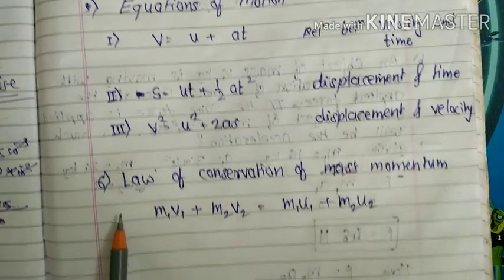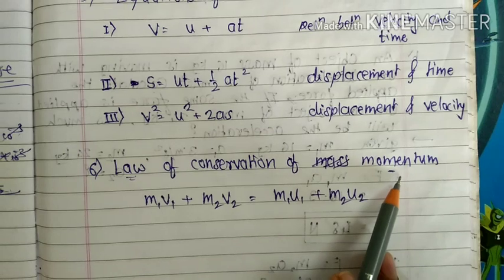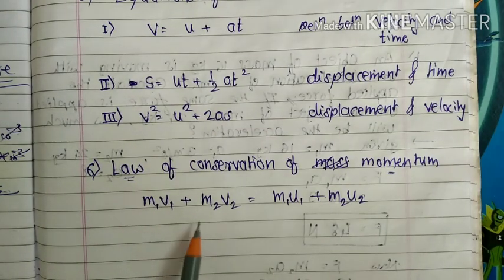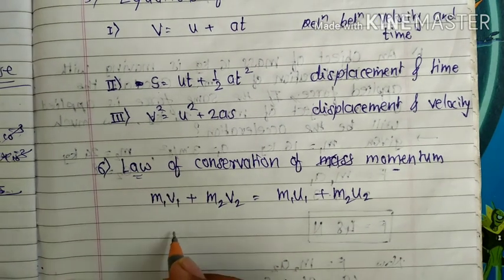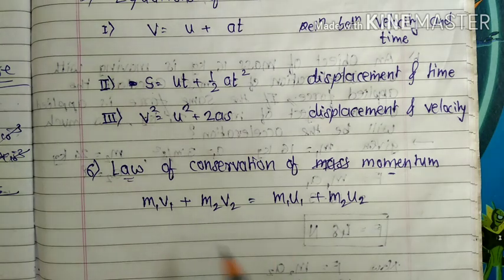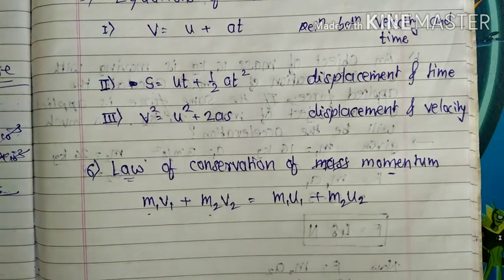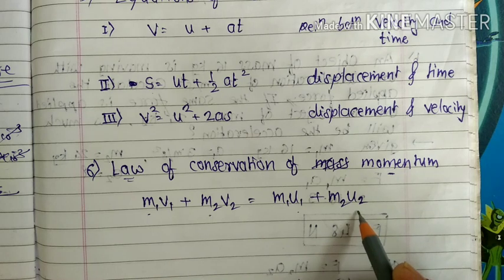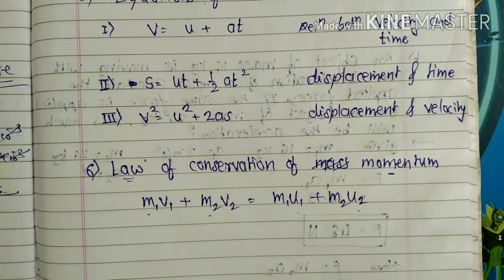Okay, now the sixth one, that is the law of conservation of momentum. m1 v1 plus m2 v2. Suppose two objects are there and they collide with each other. The first object has mass m1 and the second object has mass m2. The initial velocity of the first object is u1, the initial velocity of the second object is u2. Two objects collide with each other, their masses are m1 and m2 and their velocities are u1 and u2.